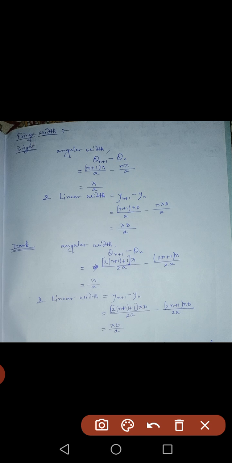For linear width, directly you can do one thing. As we know, to convert from angular to linear, we multiply it with capital D. So that one also you can do. The result will be this one, or you can do it this way also by subtracting, meaning yn plus 1 minus yn. This is linear width, and yn plus 1, this was the formula in place of n plus 1, and yn, this was the formula for dark. Because we are finding bright, that's why two consecutive dark we have taken. Then subtract, you will get this one.